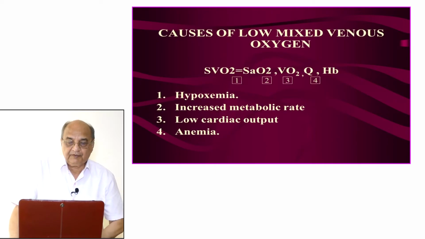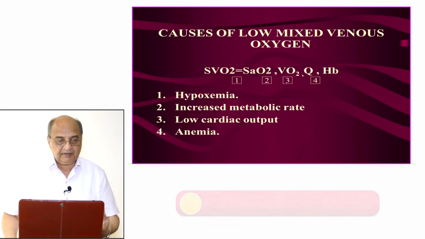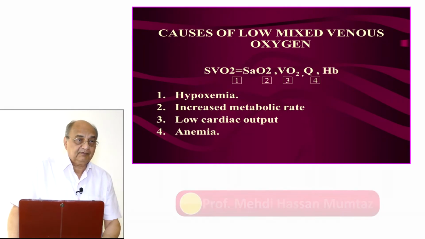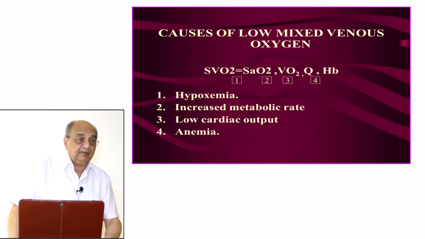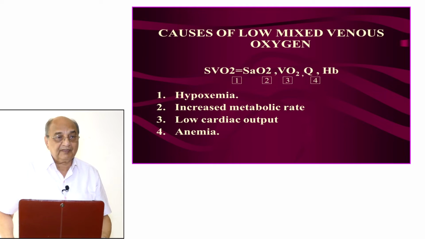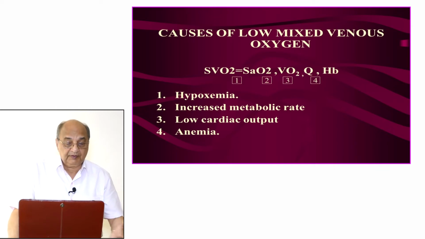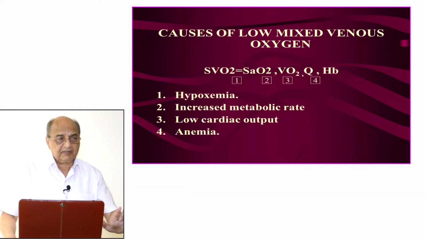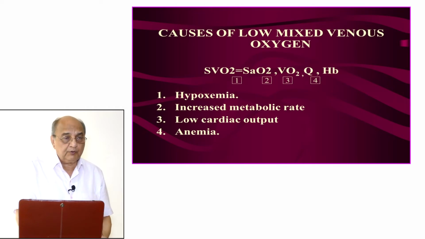Now, the saturation of venous blood is very important, which we hardly do, and nobody concentrates on this. We are always looking at the saturation of arterial blood, but if you look at the saturation of venous blood, that gives you a lot of information. It could be due to hypoxemia, it could be due to increased metabolic rate, it could be due to low cardiac output, it could be due to anemia. There are 4 causes of reduction of SVO2, and accordingly we correct it.